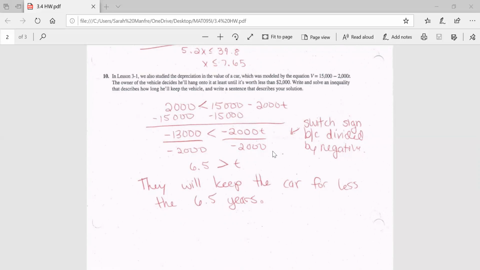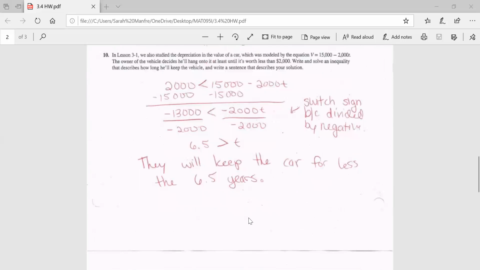So $2,000 in 1, $2,000 in 2, and so on. So 2,000 has to be our smallest value. So 2,000 is less than 15,000 minus 2,000t, and I solve this inequality. So 2,000 minus 15,000 is negative 13,000, divided by negative 2,000 gave me 6.5 is greater than t. Now, note, I switched the inequality. It was originally less than, I switched it to a greater than because we divided by a negative number. Okay, and what does it mean? It means that he's going to keep his car for less than 6.5 years.